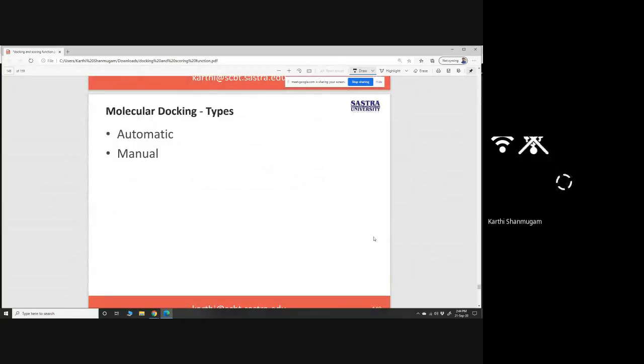Basically we have two types of docking programs. The first class is called automatic docking programs, and the second class is called manual. As the name indicates, the first one is very user friendly. All the parameters are almost controlled by the algorithm itself, the software itself. The only thing is the end user has to input the protein and the ligand molecule, that's all. All other things will be handled by the software itself.